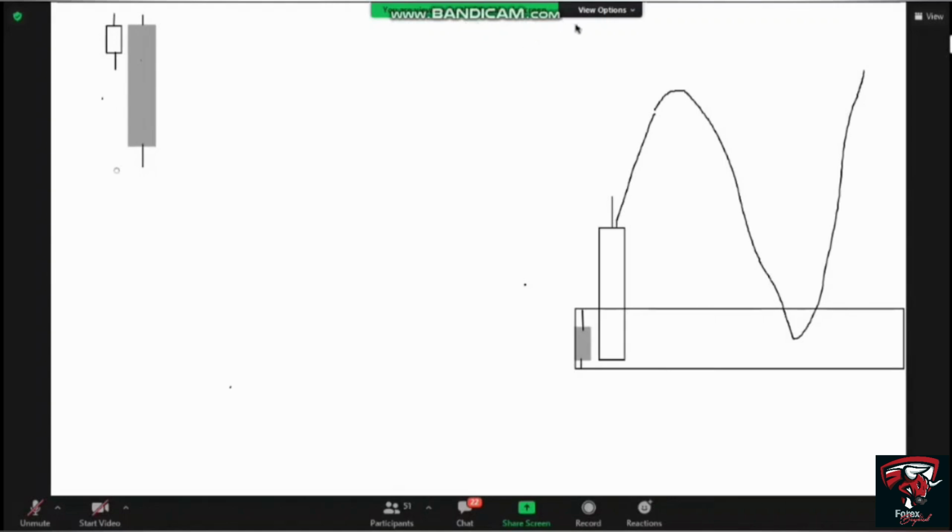So now what you're going to do is take your highlight, your rectangle, and highlight this area. You're going to highlight like that, wick to wick, the candlestick that got engulfed.